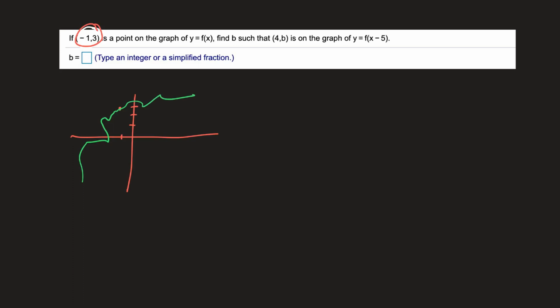And then they say find a value b such that 4 and b is on the graph of this. So 4 something is on the graph of that. So you look at this function, and right here I've got a c value. And the c value is the thing that moves things right or left. And since that's a -5, it's going to move to the right 5.